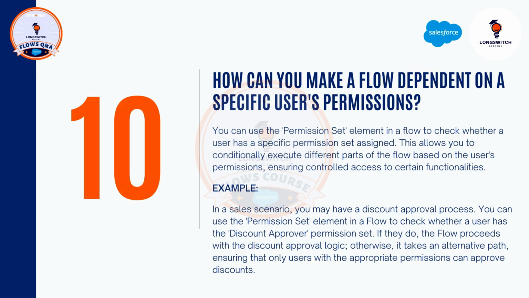You can use the permission set element in a flow to check whether a user has the discount approver permission set. If they do, the flow proceeds with the discount approval logic. Otherwise, it takes an alternative path, ensuring that only users with the appropriate permissions can approve discounts.